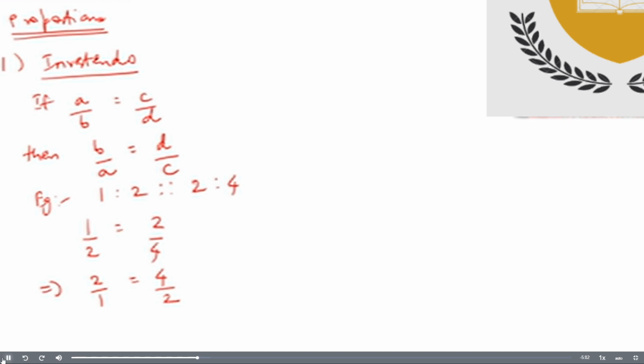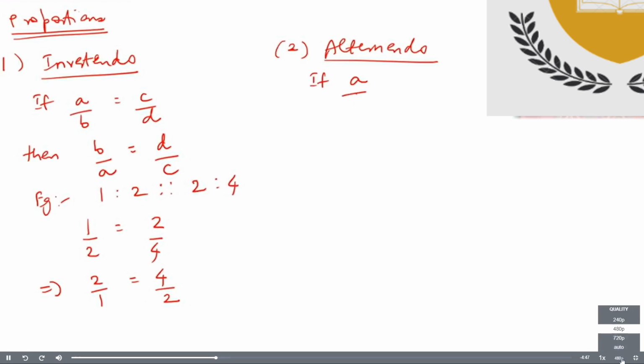Next property, alternando. What do you mean by alternando? If I have a proportion A by B is equal to C by D, I can alternate the terms. How can I alternate the terms? I can conclude that if A by B is equal to C by D, A by C is also equal to B by D. This is what is called alternando.